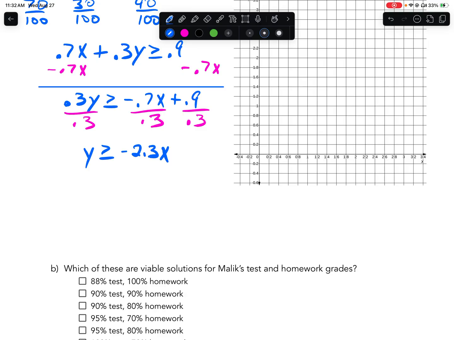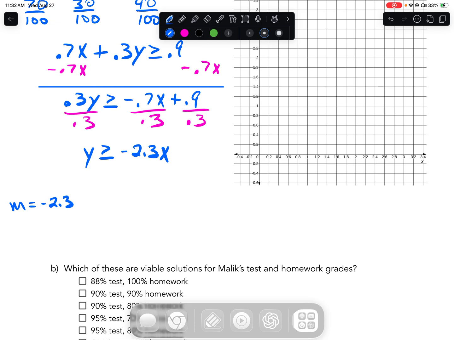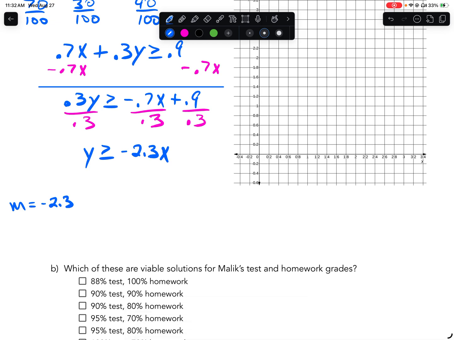You could also write that slope, so our slope could be negative 2.3. If I open up the calculator and put that in, I would get 7/3. So I could go down 7, right 3. So if it's easier for you to think about it as 7/3, that's great too, or negative 7/3. 0.9 divided by 0.3 is positive 3.